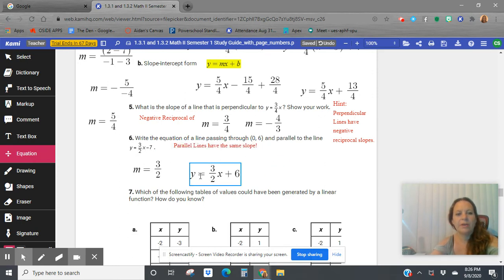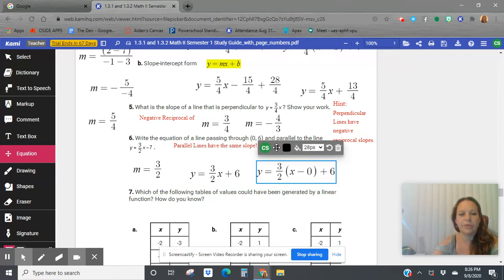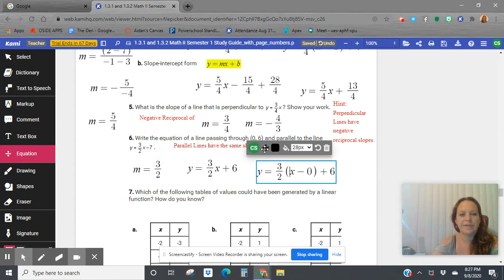Here's a parallel line to my original line. It's going through the y-intercept of (0, 6). Some students like to write this in point-slope form, as y equals 3/2 x minus 0 plus 6, plugging in that x1 and y1 straight from this point. If I distribute this out and simplify it, it is this. Both these equations are valid answers. Whichever one you like to write is perfect. One is just more simplified than the other.